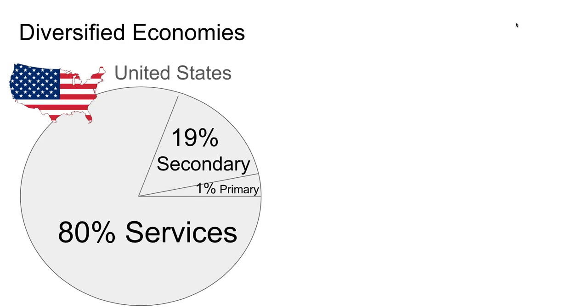Third, both have diversified economies. So what you want to do in your notes is just take note, write down some examples of that. Look at how many people in the United States are doing primary jobs. Okay, 1%. That really shows it to you. It's a very small percentage.